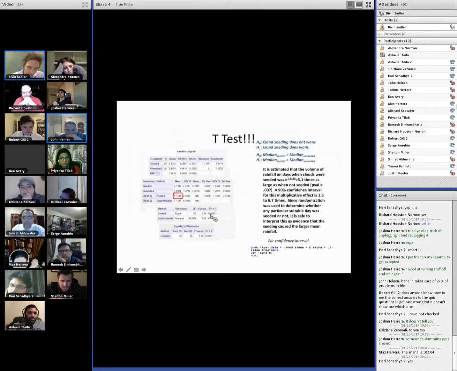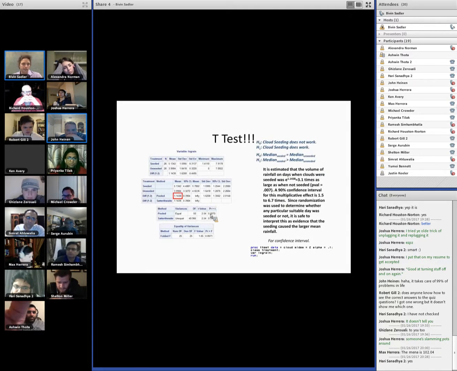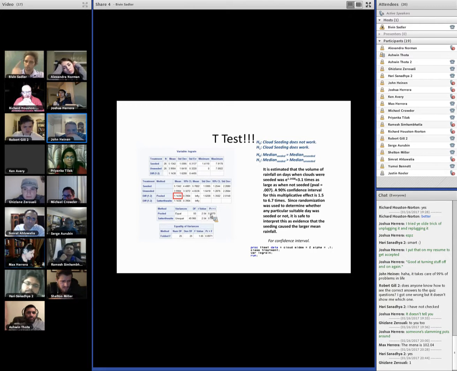Because I'll ask you something real quick. If two things are equal, what is the ratio? If two things are equal, the median of seeded is equal to the median of unseeded. What is the median of seeded divided by the median of unseeded? Two things are equal. What is the ratio? 1. Assuming it's not 0. Assuming that you're not dividing by 0. Sure. Assuming that they're not both 0. Sure, 0 divided by 0. But any median not 0, and on the log scale, it won't be. Right? No, I guess it could be. That's a good point.